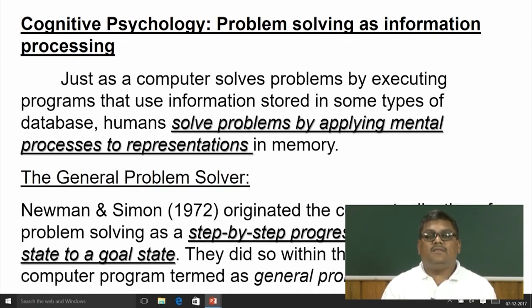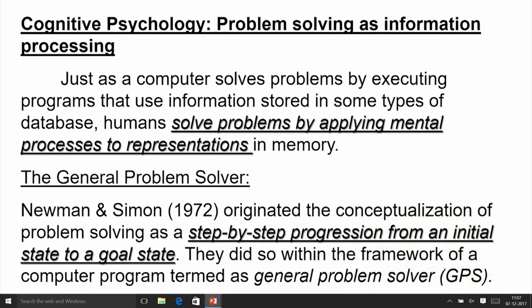So, basically these early cognitive psychologists gave the idea of something called the general problem solver. So, what is the general problem solver? The general problem solver is a conceptualization of a computer program which solves a problem. And so, what does the general problem solver do? It takes in a problem, breaks it into sub problems, and then by solving these sub problems one by one attains the final goal state. And so, this is what Newell also said. So, Newell and Simon in 1972 originated the conceptualization of problem solving as a step by step process from an initial to the goal state.